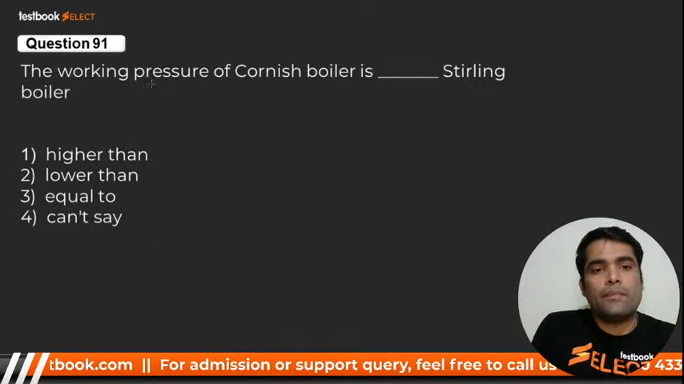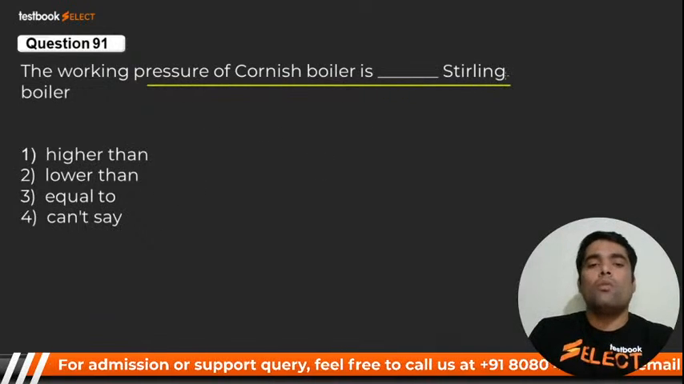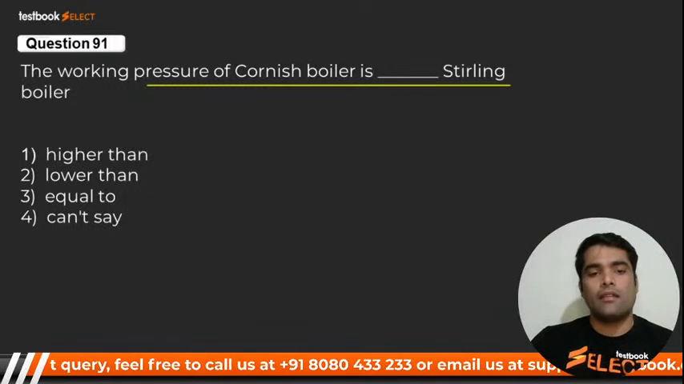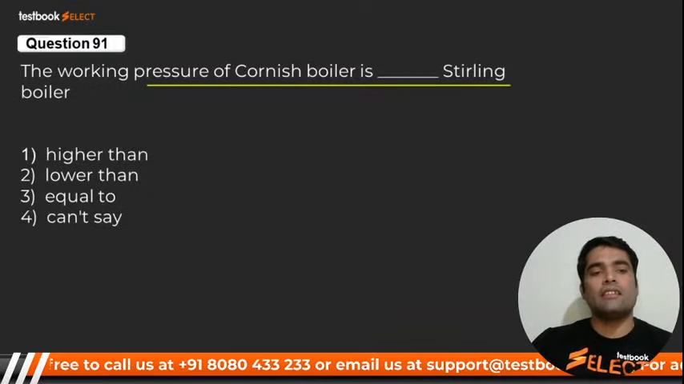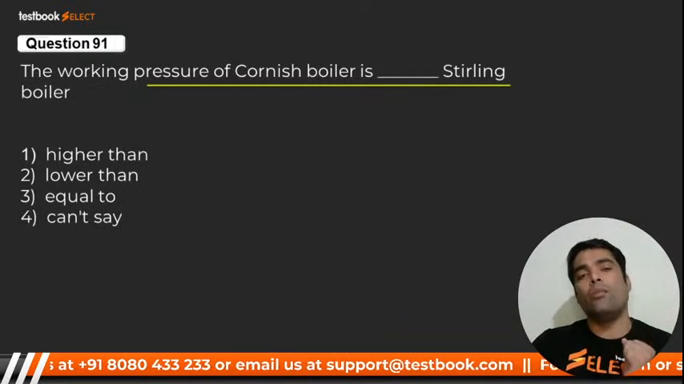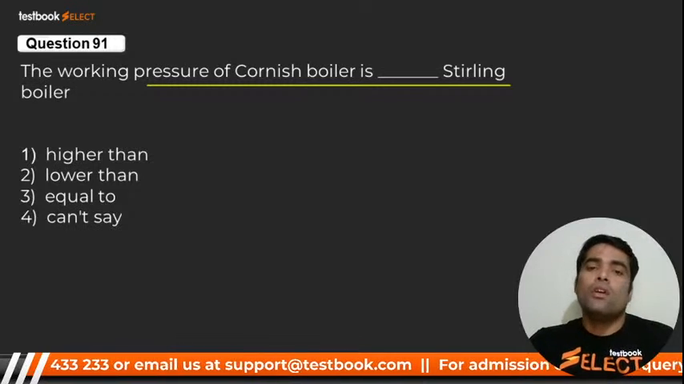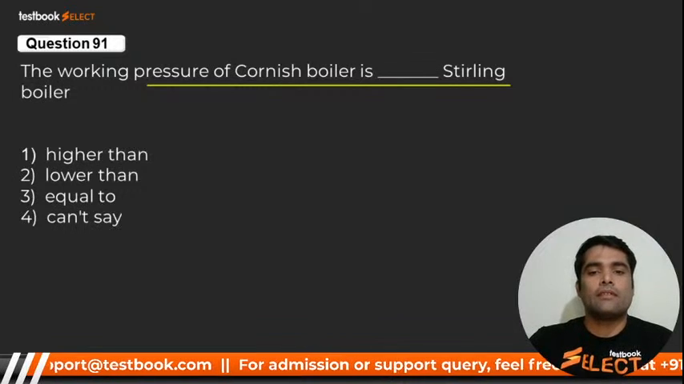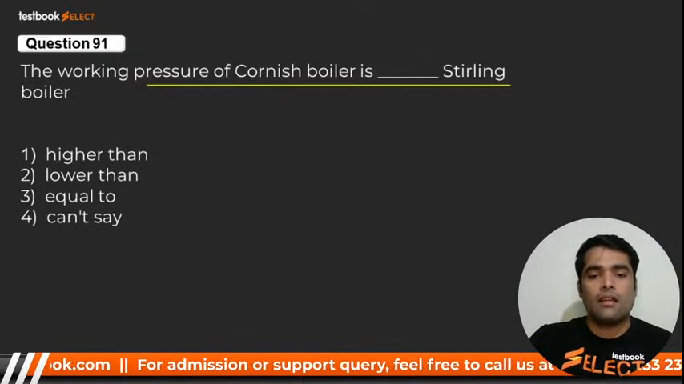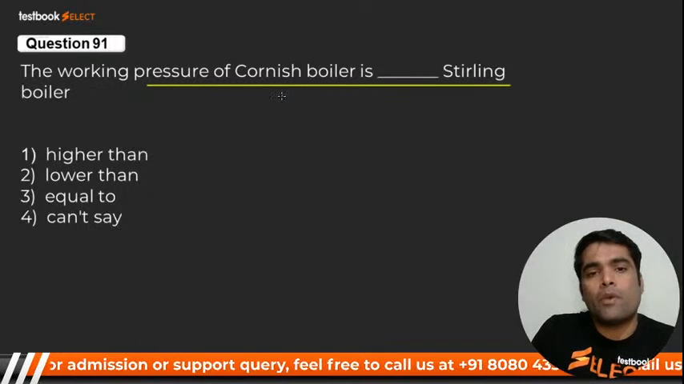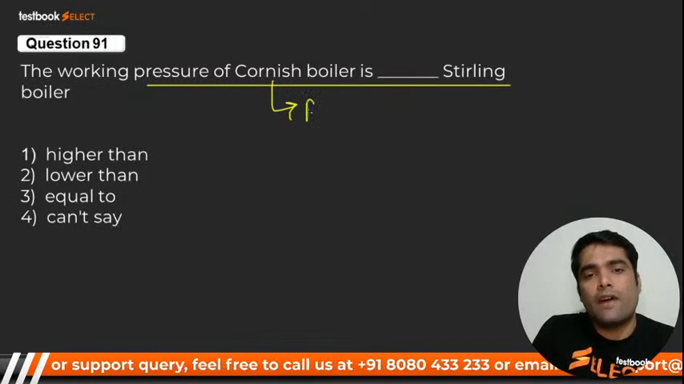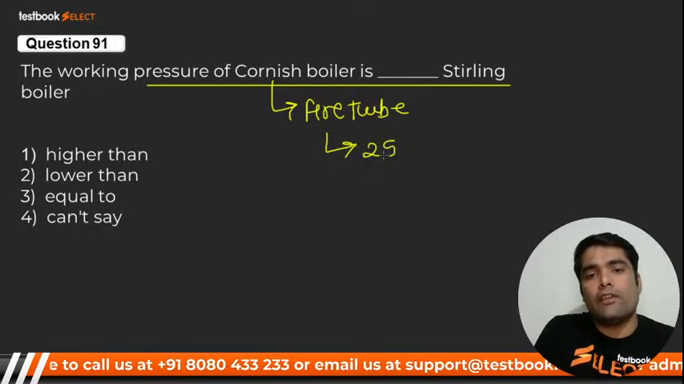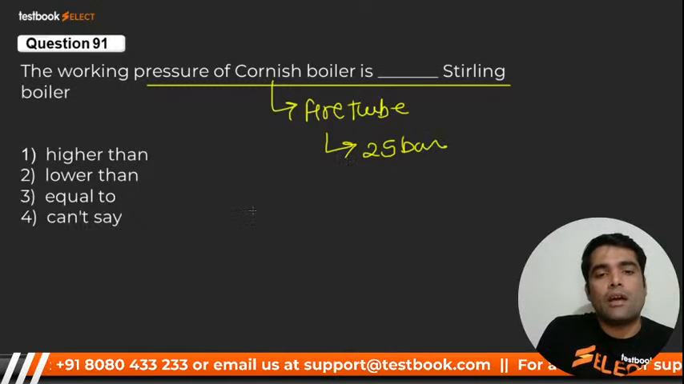The working pressure of Cornish boiler, my dear. First you should know कि Cornish, Cochran, locomotive, Lancashire, these boilers are nothing but what, my dear? Fire tube boilers. And fire tube boilers are what? Low pressure boilers, right? They can operate at 25 bar only, right? ये कौन सा बॉयलर है? Babcock. It is water tube and it operates near by 25 bar, right.